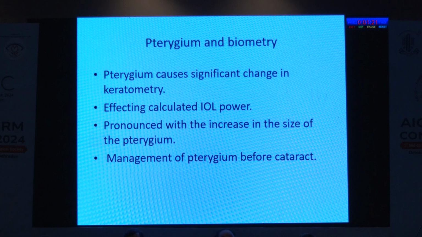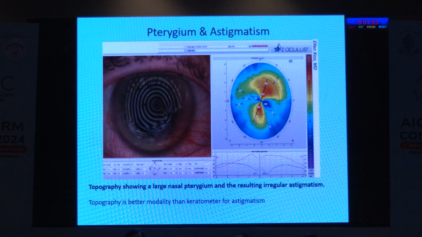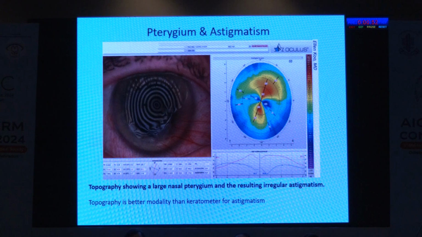Then I will tell you the relation of pterygium and biometry. Pterygium causes significant change in keratometry reading that ultimately affects the calculated IOL power. It is pronounced with an increase in the size of the pterygium, so management of pterygium before cataract surgery is a must. But there are two schools of thought. Here, topography shows a large nasal pterygium and the resulting irregular astigmatism. So topography is a better modality than the keratometer for astigmatism.